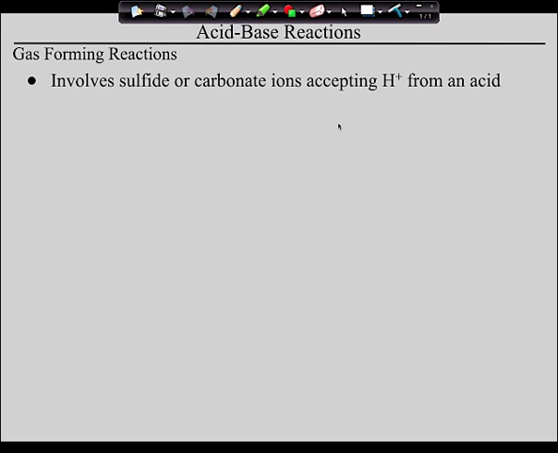The first one are reactions that involve the sulfides. Not sulfates and not sulfites, the sulfides. So, let's see if I can write. Try this on for size. HCl and sodium sulfide. If you take a chunk of sodium sulfide, or even a sodium sulfide solution, it doesn't matter. It's a salt that dissolves in water.